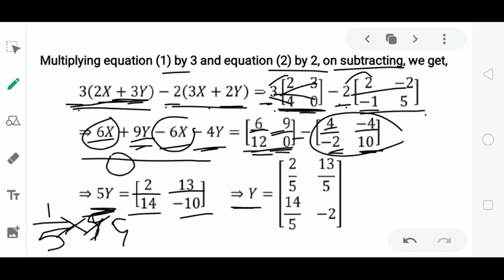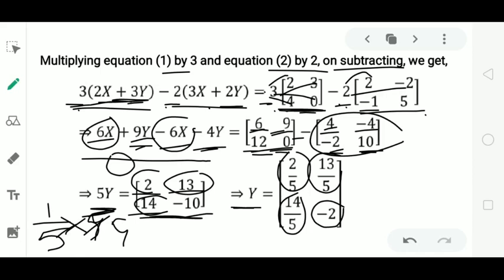In RHS, 1 by 5 into the matrix, that is, multiply 1 by 5 to each element of the matrix. 1 by 5 into 2 is 2 by 5. 1 by 5 into 13 is 13 by 5. 1 by 5 into 14 is 14 by 5. 1 by 5 into minus 10 is minus 2.